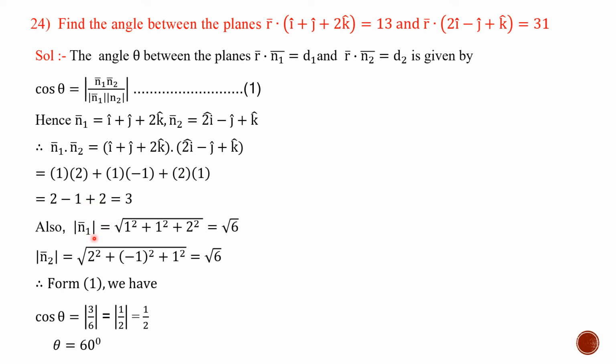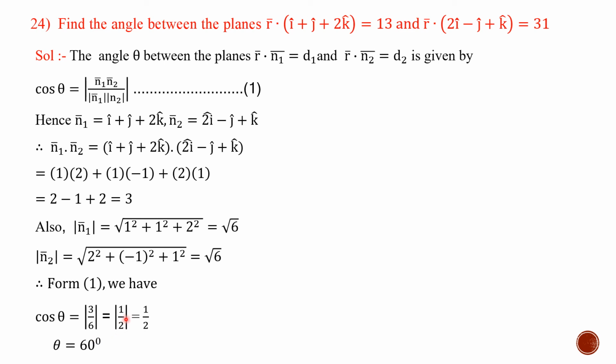Also, we have to find the magnitude of n̄1, which is root of 1 squared plus 1 squared plus 2 squared, equal to root of 1 + 1 + 4, equal to root of 6. Also, the magnitude of n̄2 is root of 2 squared plus (−1) squared plus 1 squared, equal to 4 + 1 + 1, equal to root of 6. From equation 1, we have n̄1·n̄2 = 3. Then the magnitude of n̄1 into the magnitude of n̄2, that is root 6 into root 6, is 6.